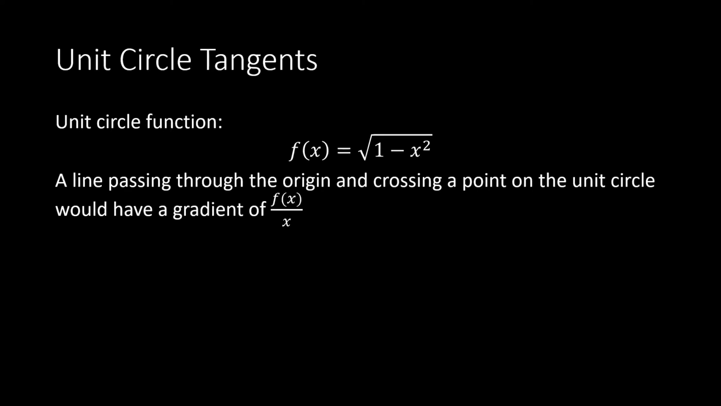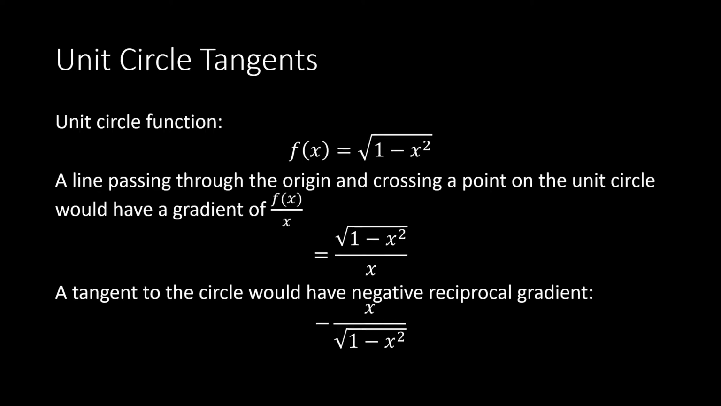A unit circle has the following function. Since it is often known as 1 is equal to x squared plus y squared, it's better to make y the subject. A line passing through the origin and a point on the unit circle would have a gradient of the function of x over x. So that's the gradient. A line that's tangent to the unit circle, which for those that don't know means that it touches it at one point only, would be perpendicular to a line passing through the origin. Therefore, it would have the negative reciprocal gradient.